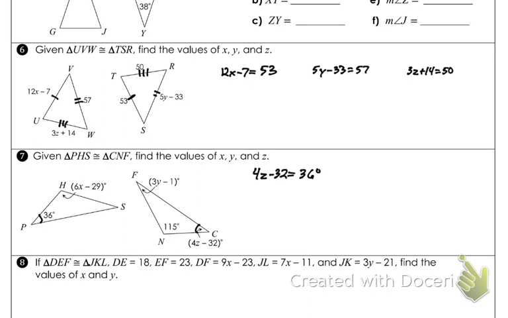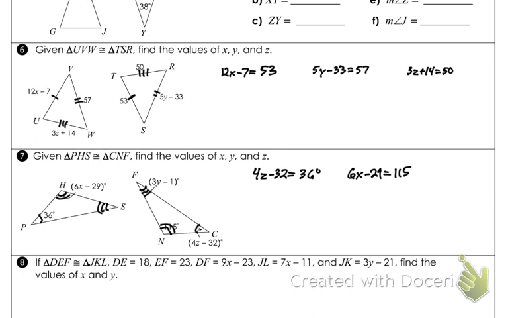What angle matches up with H? N. So we'll put a double on H, a double on N. Well, that's easy enough. That's 6x minus 29 equals that 115. And our final one must be S and F. F is the tricky one.